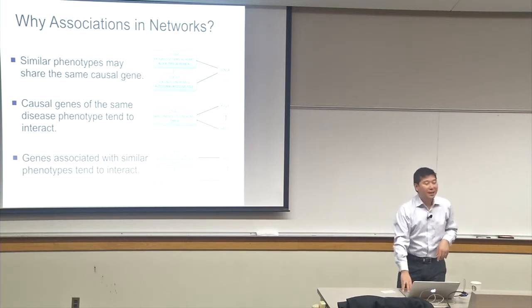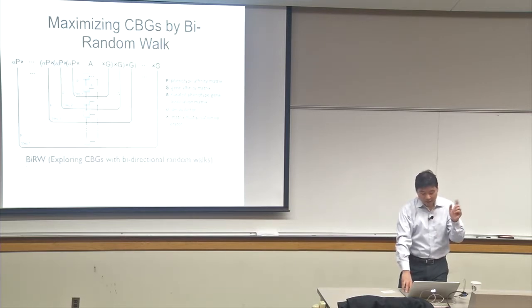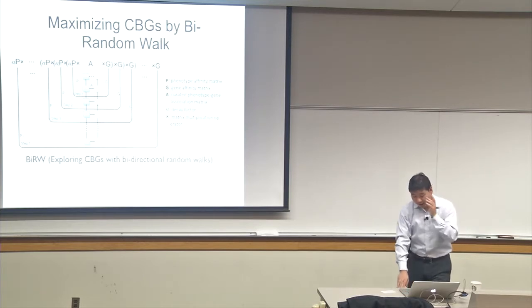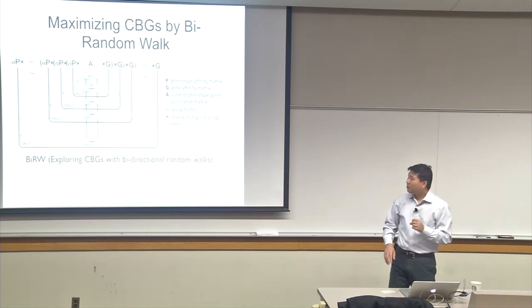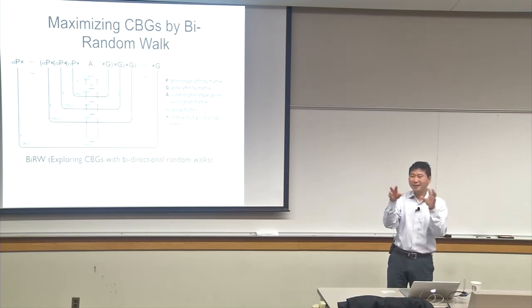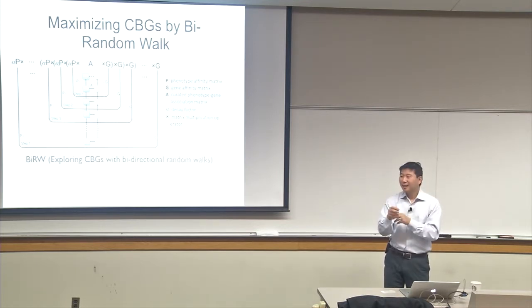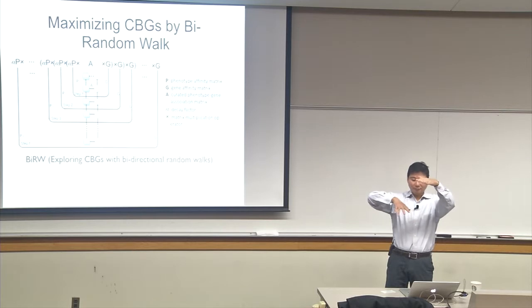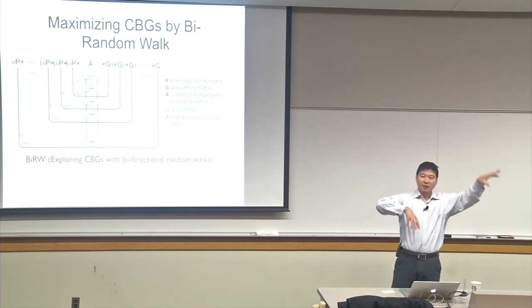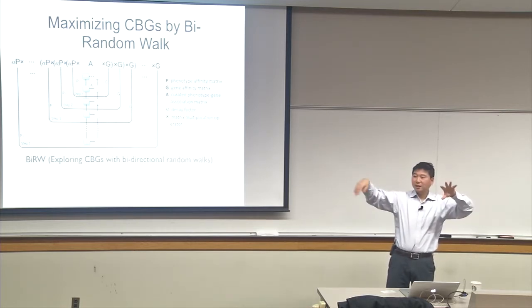But the problem is that there are too many of these patterns. How can you summarize them in a meaningful way? We actually designed an algorithm called a birandom walk. Basically, this algorithm is counting these kinds of patterns in the graph with a random walk. There are some notations here. Basically, A is the bipartite graph, P is the disease network, and G is the gene network.